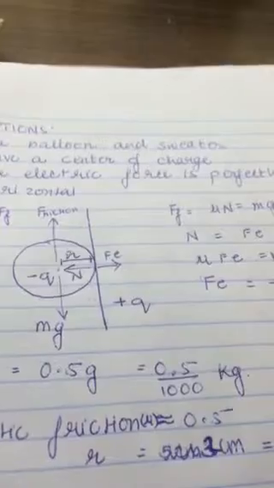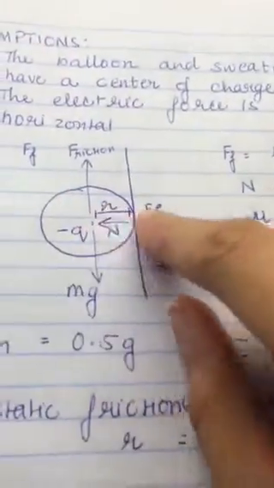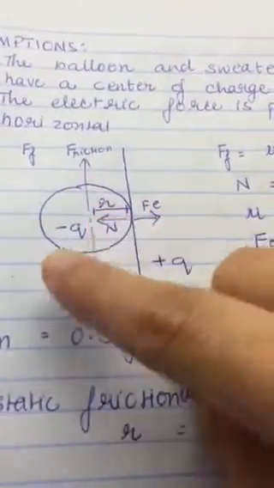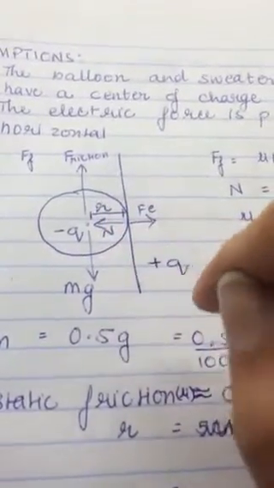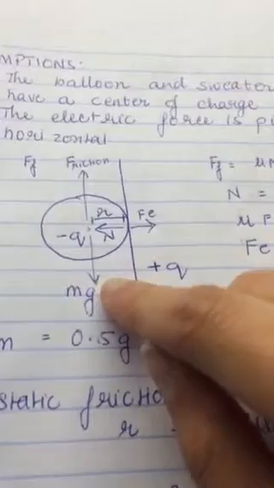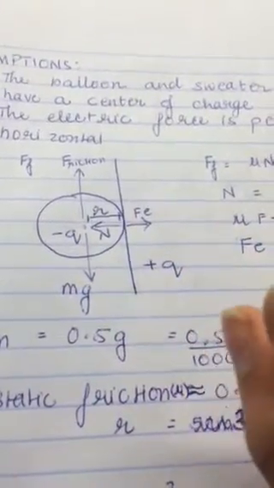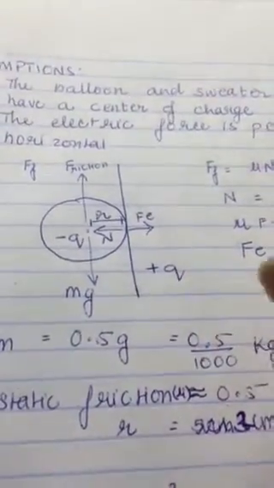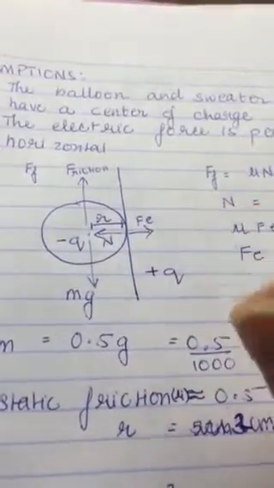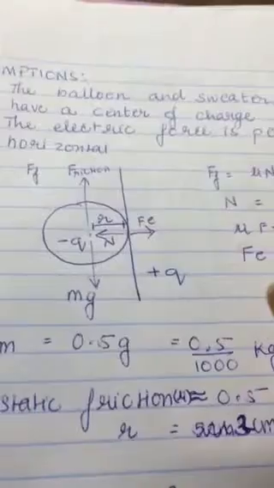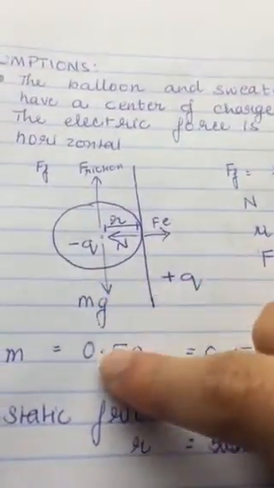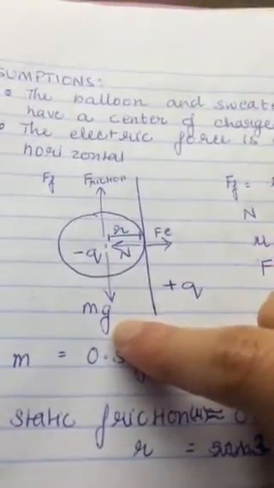So now the horizontal part of the free body diagram can be made, which has the electric force of the balloon. The electric force the balloon feels to the left, and the normal force the balloon feels to the right due to its contact with the sweater. We also know that the balloon feels gravity, so gravity is downwards.